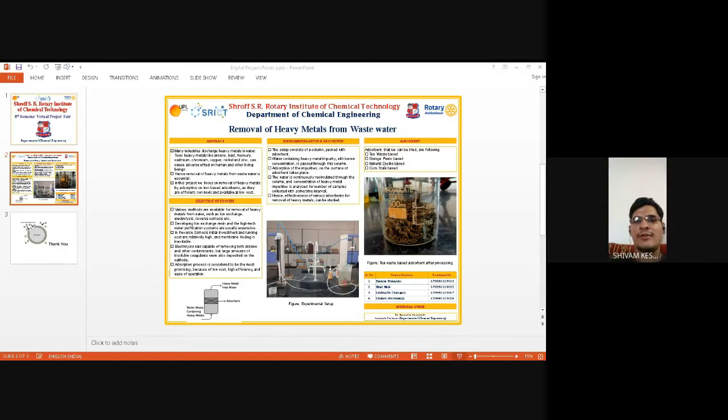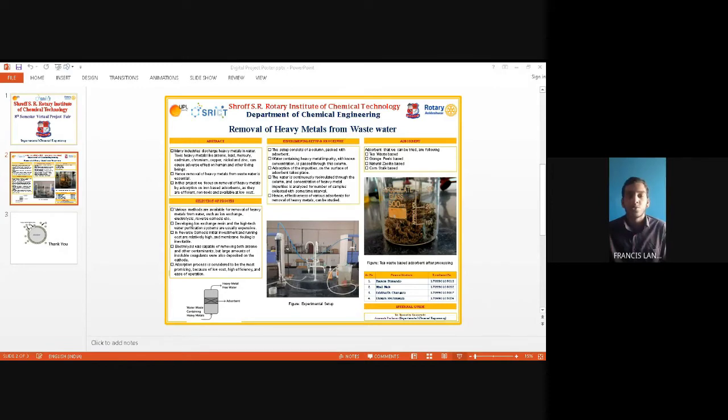Now Francis will continue. Hello everyone, I'm Francis Fernando. As already discussed, we have selected the adsorption process for removal of heavy metals. The experimental setup for this is very simple. The setup basically consists of a column, and the column is packed with the adsorbent.